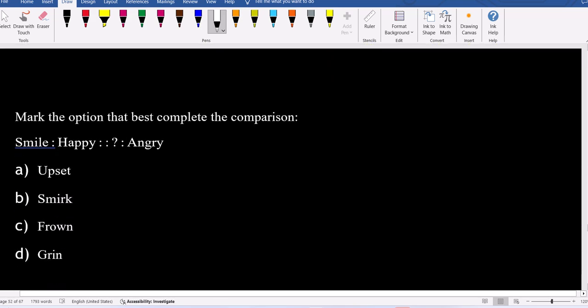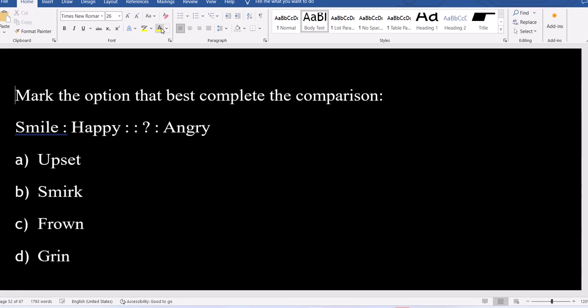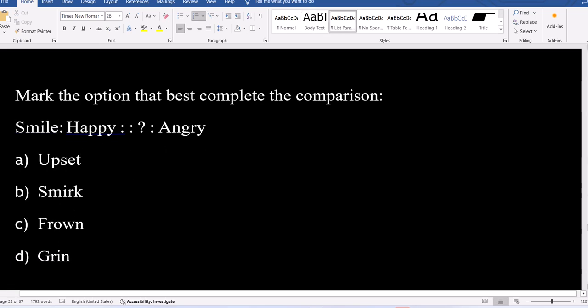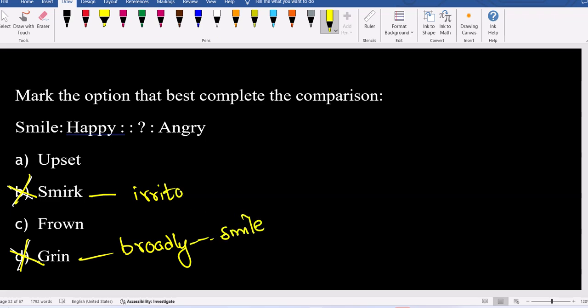Now see, smile, happy. These are not exactly synonyms. When you're happy, you'll smile, or when you smile, it means you're happy. Likewise, dash, angry. This is regarding smile. Smile in an irritating way. This is broadly smiling. This is irritating. You are smiling, likewise.